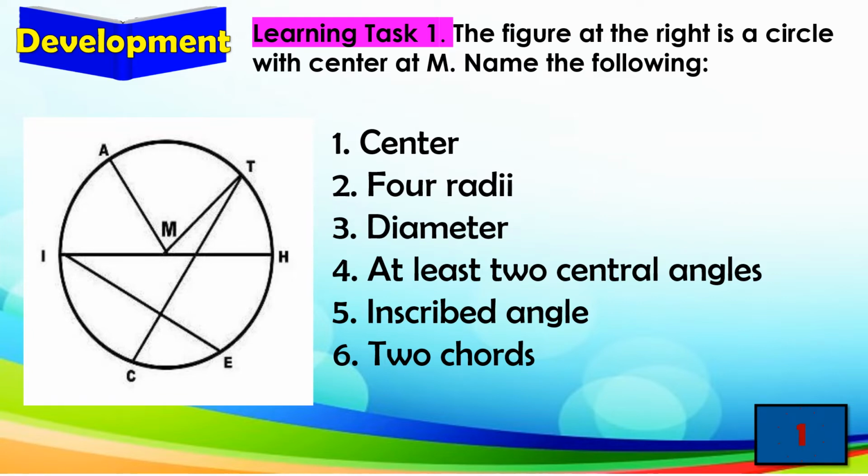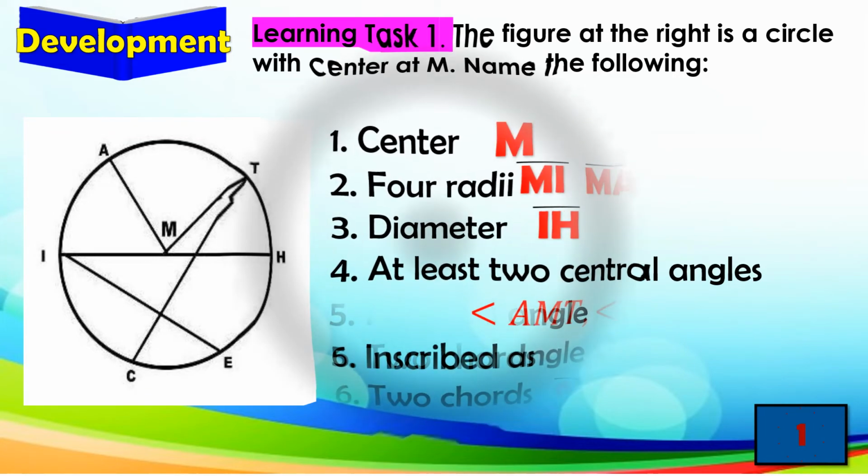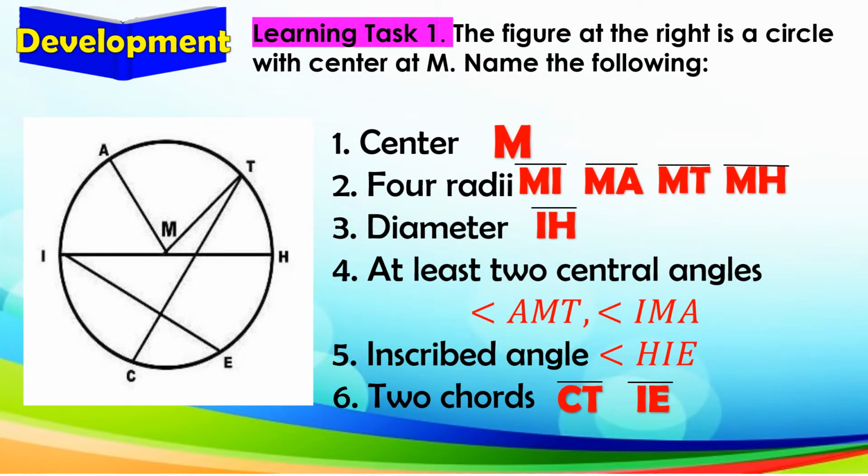Okay, so let us now have the answer for learning task 1. So for number 1, the center is M. For number 2, we have 4 radii. So we have line segment MI, line segment MA, line segment MT, and line segment MH. And for number 3, for the diameter, the answer is line segment IH. Number 4, at least 2 central angles.